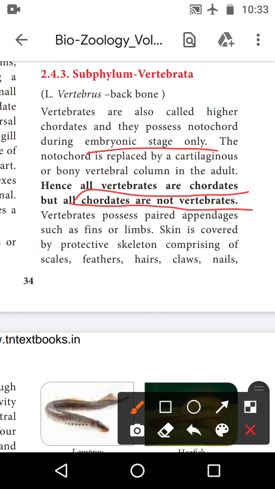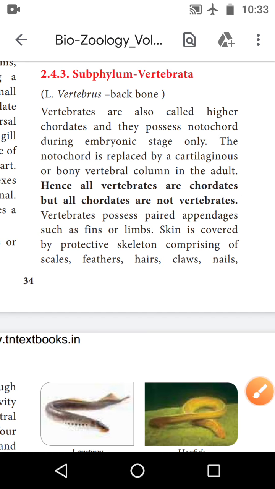Okay, so vertebrates possess paired appendages such as fins or limbs. The skin is covered by a protective skeleton. So the skin is protected by a protective layer, which is scales, feathers, hairs, nails.